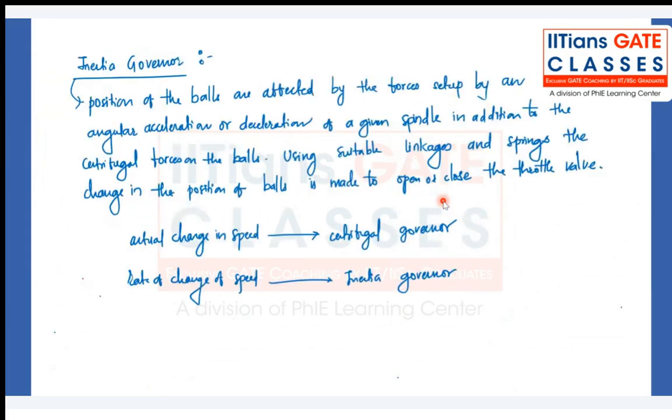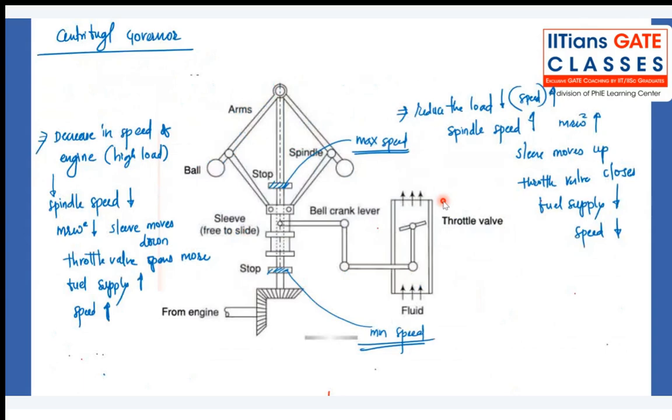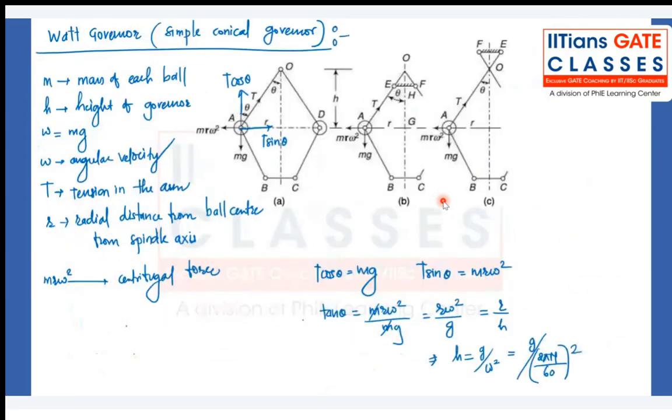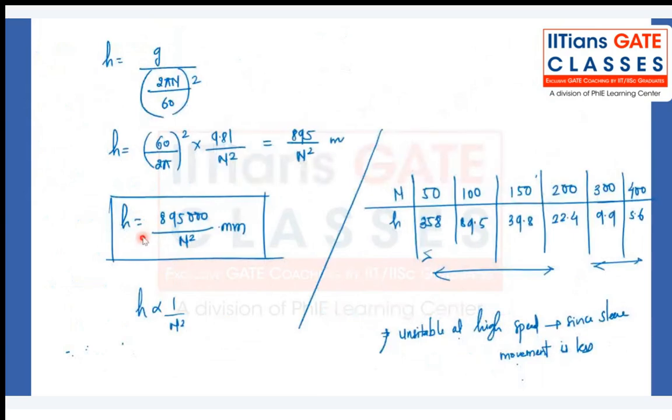Then one important thing I would like to highlight here is, as far as all the governors are concerned, you should know the formula, which is this H. How H is related to the N. So H is equal to 895 by N square. This is something you should know.